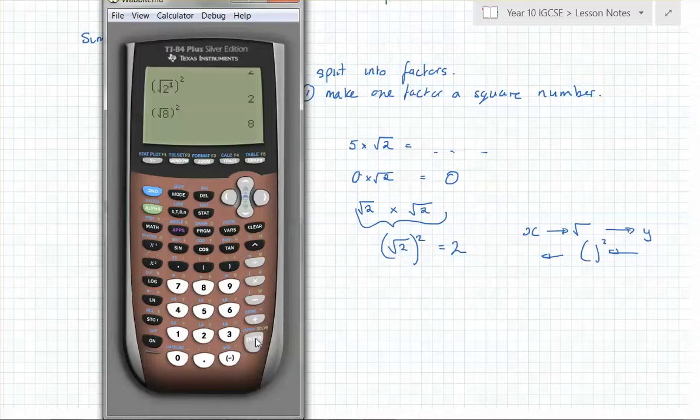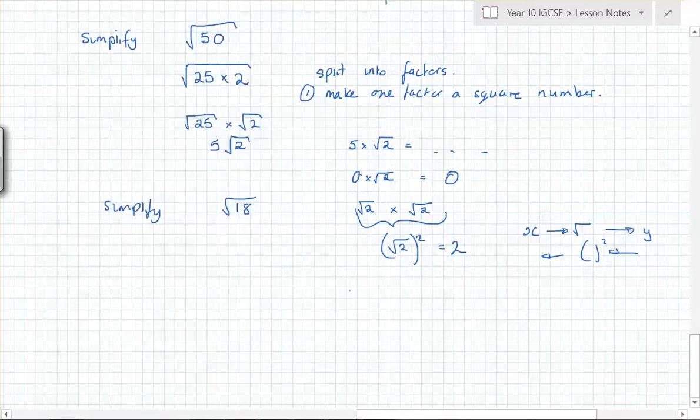Now that's a very, very useful thing. It will become useful in surds. Okay? But anyway, let's go back to this one we did at the end. Square root of 18. Let's simplify that. So, Joao, talk us through it. First of all, split into two factors.